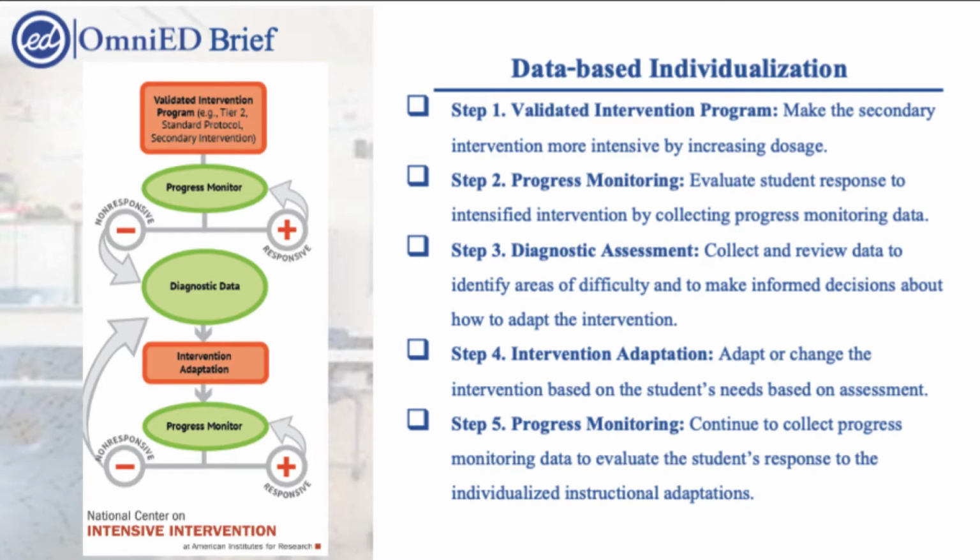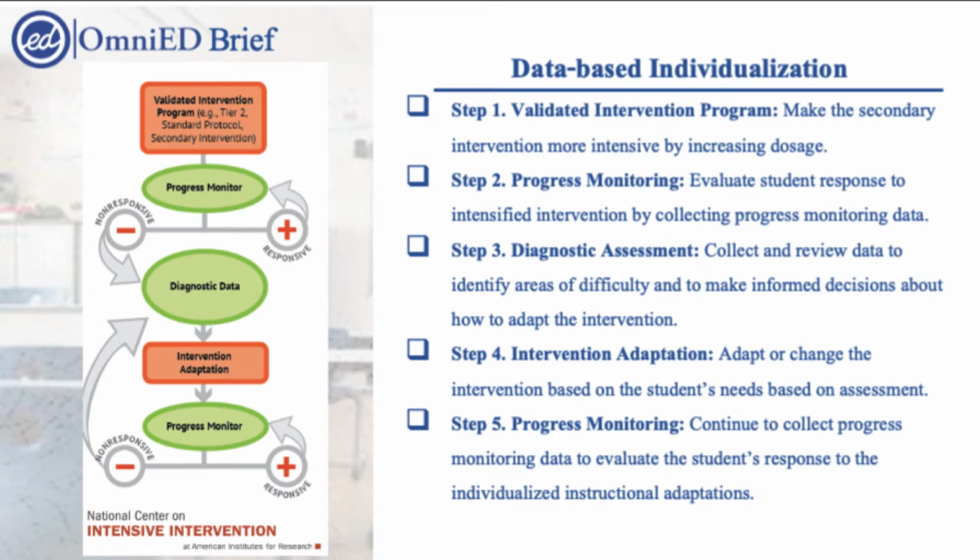Let's start with step 1. Validated intervention program. What we're really talking about here is making sure that a validated intervention program is in place as what we call a secondary intervention. When students in our typical achieving class, when our Tier 1 students are not responding to the instruction we've designed, they need something more intensive.